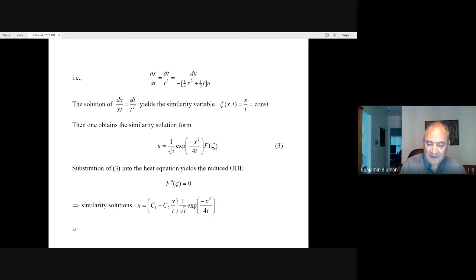of zeta. And now, if you substitute this expression into the heat equation, then f of zeta would solve a reduced ODE, and it's a simple one, f double prime is zero. And this leads to the similarity solutions, specific solutions, these are invariant solutions with two constants C1 and C2. And you see that when C2 equals zero, we basically have gotten the fundamental solution to the heat equation.